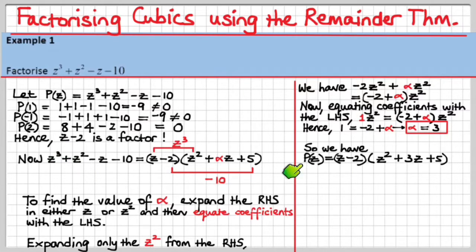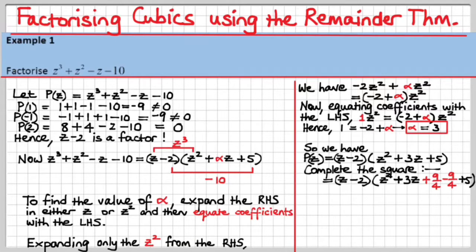So therefore, we rewrite p of z as z minus 2, which is what we got from our guess and check, if you remember, times this now completed quadratic with the alpha value filled in as 3. All that remains to be done now is to turn this quadratic into two linear factors, and then we've done our work. Now, to do that, all we've got to do is to complete the square. Yep, so let's do that.